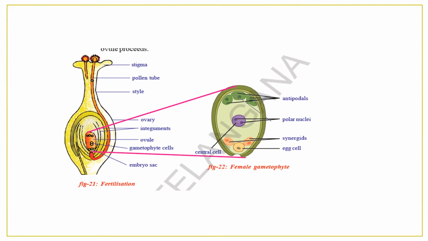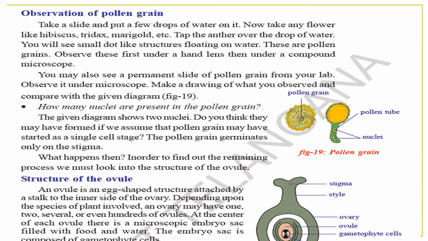Of female gametophyte and male gametophyte. Pollen grains. Take a slide and there is an experiment activity. Put a few drops of water on it. Now take any flower. Not only human beings but even flowers reproduce. Take any flower like hibiscus, marigold, etc. Tap the anther over the drop of water.